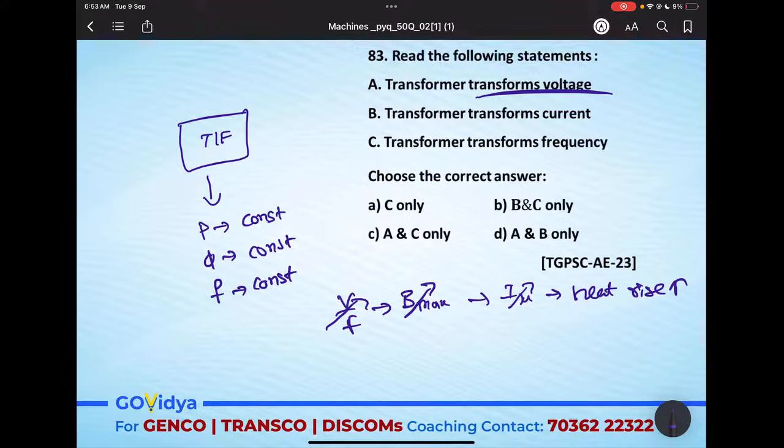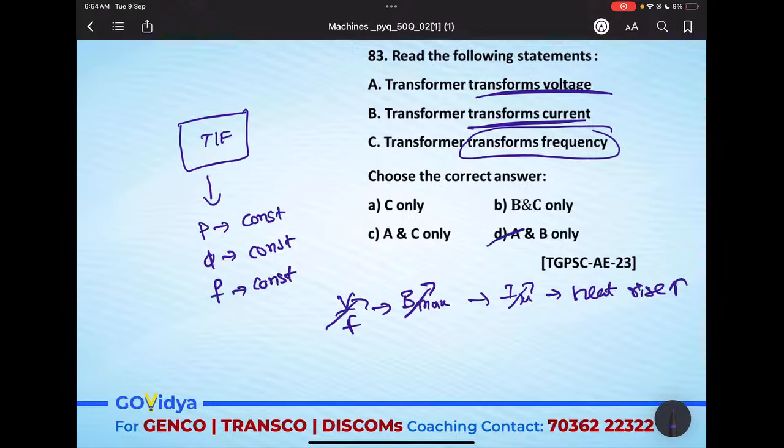If you see the step up transformer, it is going to step up the primary voltage to secondary voltage. Voltage is going to rise. It transforms the current. Yes, if you consider a step up transformer, the primary side will be the low voltage side and current will be high, and the secondary side voltage will be high and current will be less. Current is getting transformed, but frequency is not transformed. Frequency will always be constant. So our suitable options are A and B.